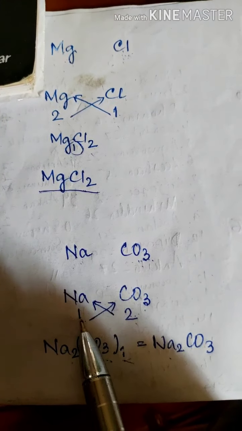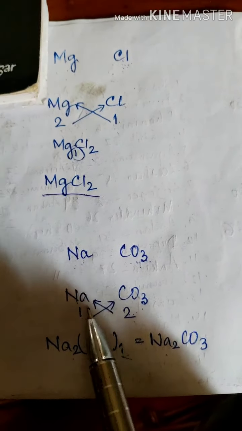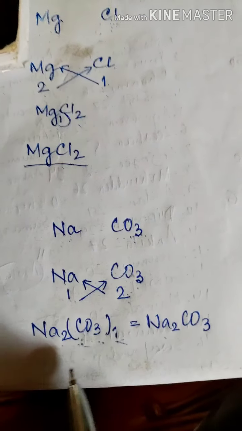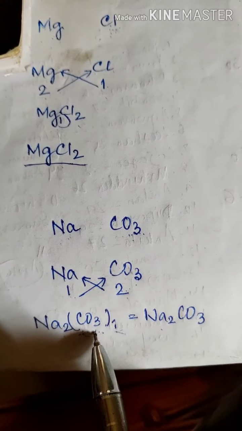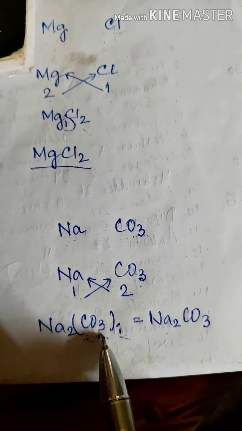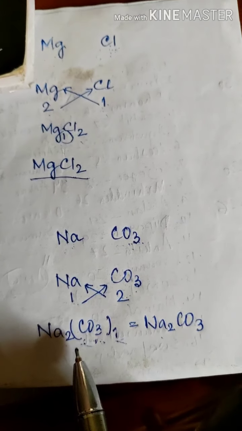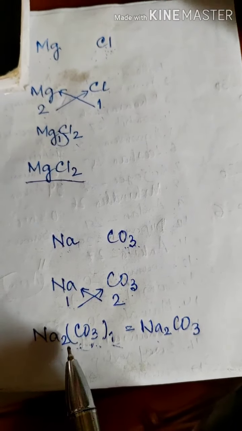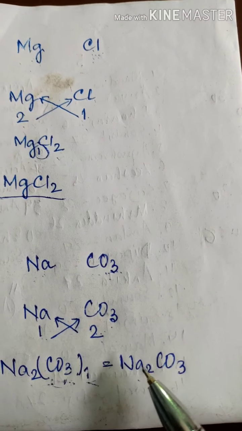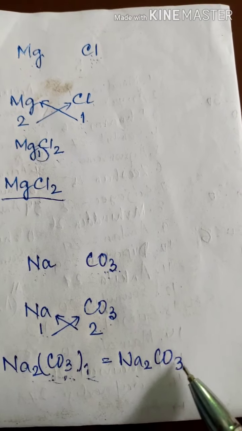Below them again write their valencies, and again by the crisscross method they will move to each other. Now as the radical is present jointly without detaching from each other, we have to write the valency like this. So the formula thus derived will be Na2CO3.